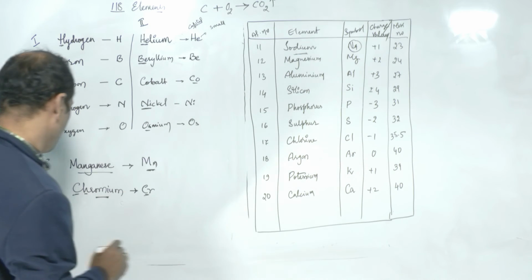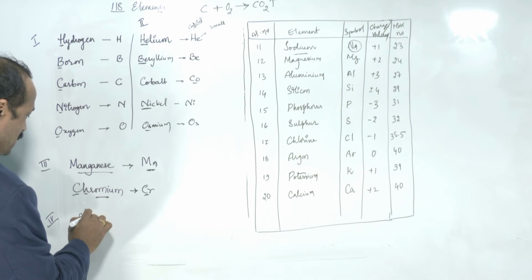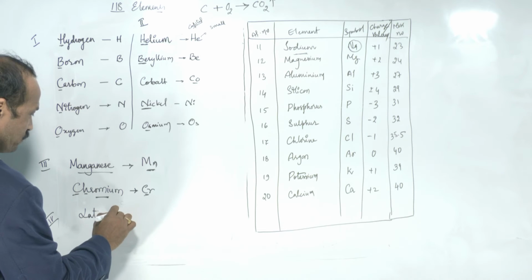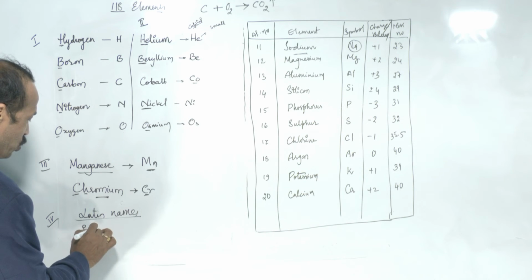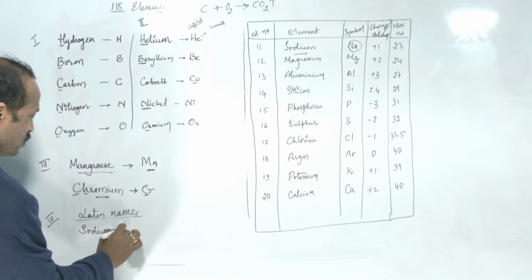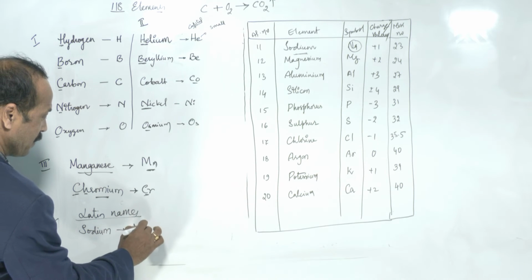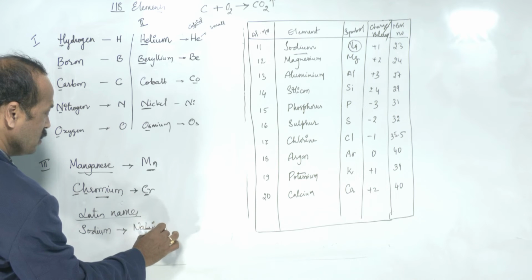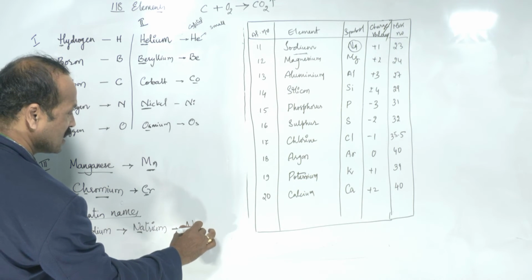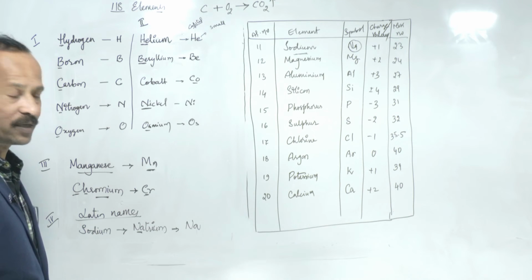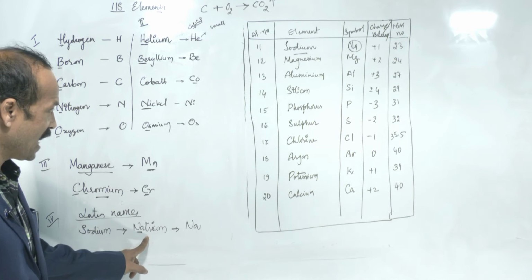This is also very, very important. So third one: based on the Latin names. For example, sodium. Sodium's actual Latin name is natrium. Natrium, so here it starts with Na. So that's why it is given as Na. Clear to you? So sodium is natrium.